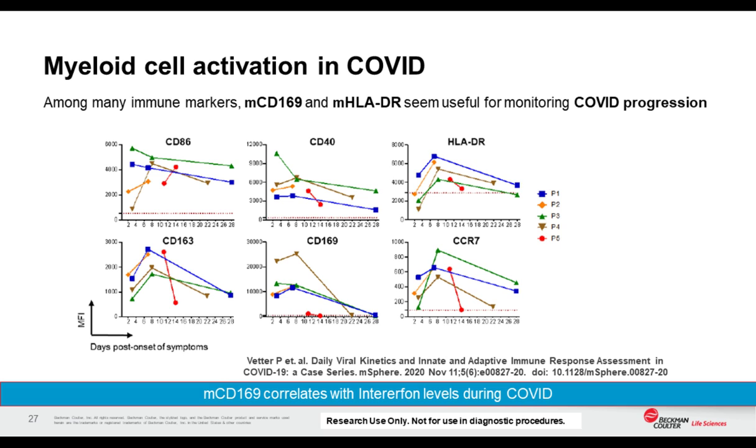In another publication, the flow cytometric assessment of different monocytic markers in a large cohort of COVID cases showed very good correlation of CD169 and HLA-DR on monocytes with disease onset and progression. As seen earlier, there is an increase in monocytic CD169 with infection, which drops down as the disease progresses or with disease clearance.